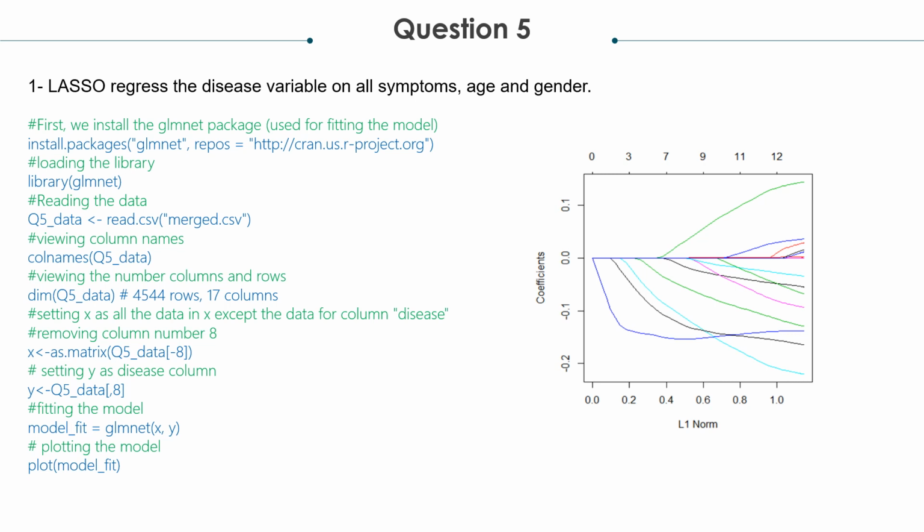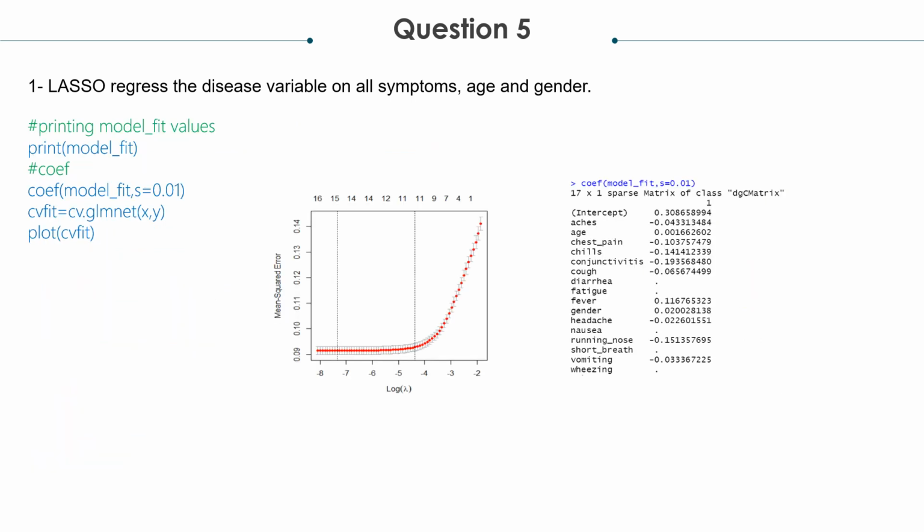First, we're going to install the package in R. Then we're going to load it, we're going to read the data, and we're going to create the X and Y. The Y is going to be the disease, and the X is going to be all the variables except the disease. And then we're going to fit the model and plot it. And this, as you can see here, is the plot I got. Then we print the model fit values, and we find the coefficients.